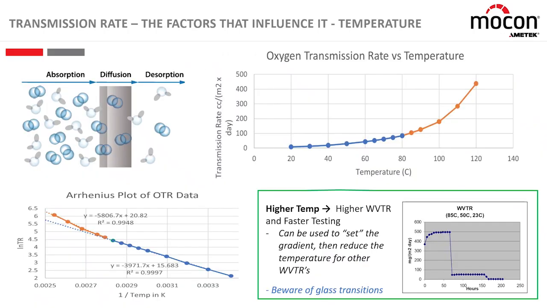For this slide, we're going to look at temperature and how it really impacts the transmission rates that we're measuring. If we look at the top left diagram, that's a familiar diagram where we have all these molecules on one side of the material, the material in the middle, and a smaller quantity of those same gases on the other side. For permeation, gases don't want to be contained; they want to diffuse through. So we've kind of talked about that.